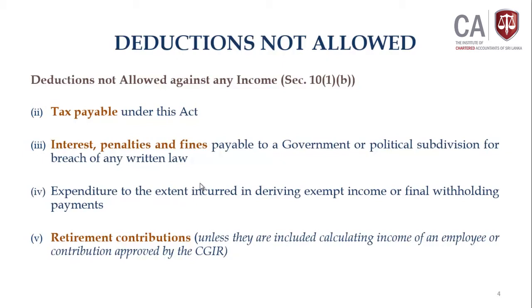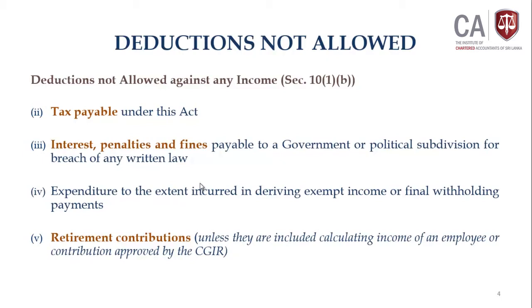Therefore, the disallowable part is applicable only if it does not come under the income source of an employee, or if it is not approved by the Commissioner General. But as you know, a lot of contributions to the provident fund are approved by the Commissioner General, so no doubt you can claim the deduction, including the pension fund.